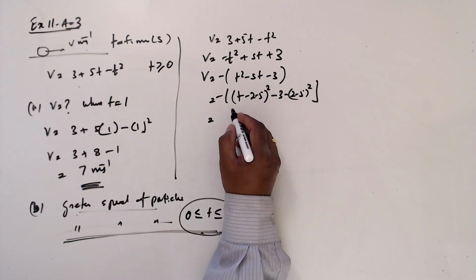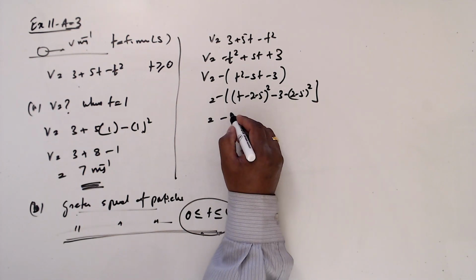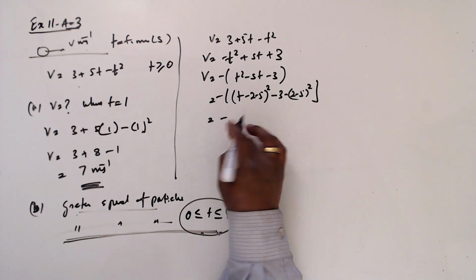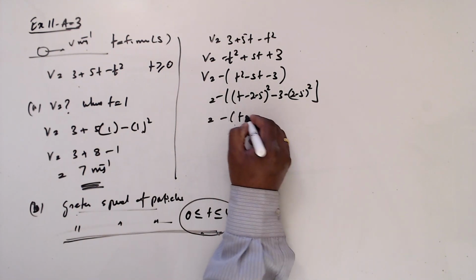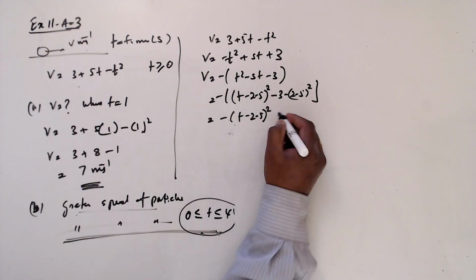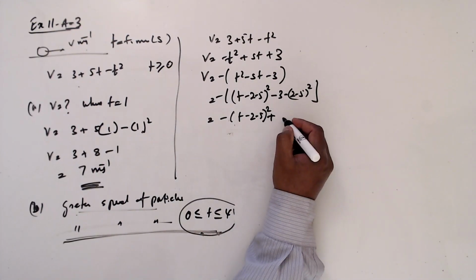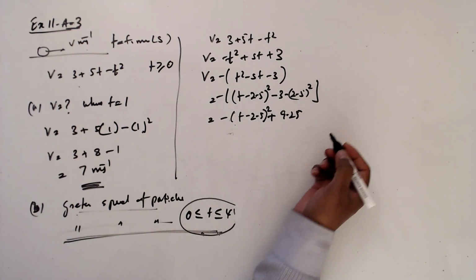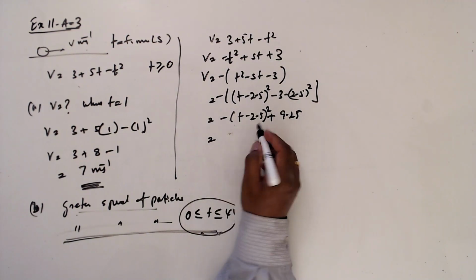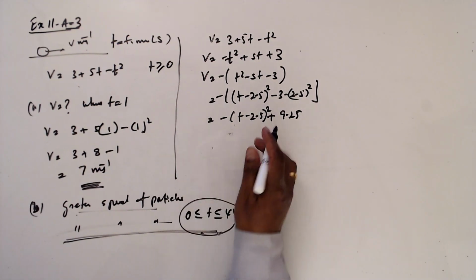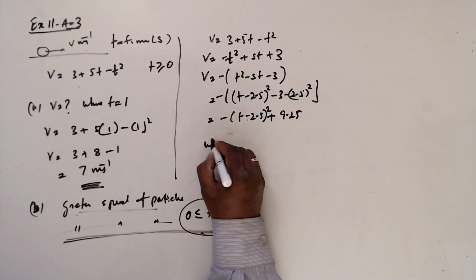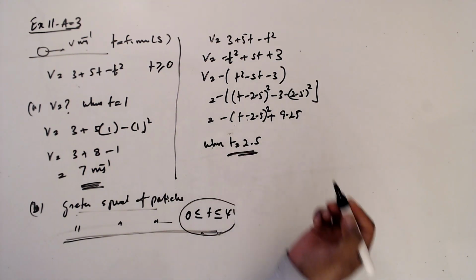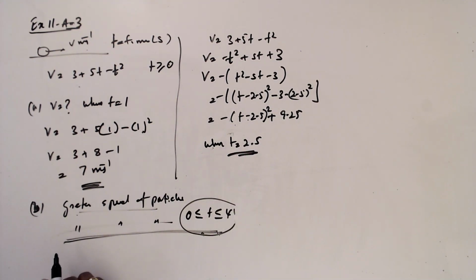Then we'll expand this one. So minus (t minus 2.5) squared, plus those two together, this is 9.25. Now we can see that the maximum occurs when t equals 2.5. Okay, 2.5 is within this limit.